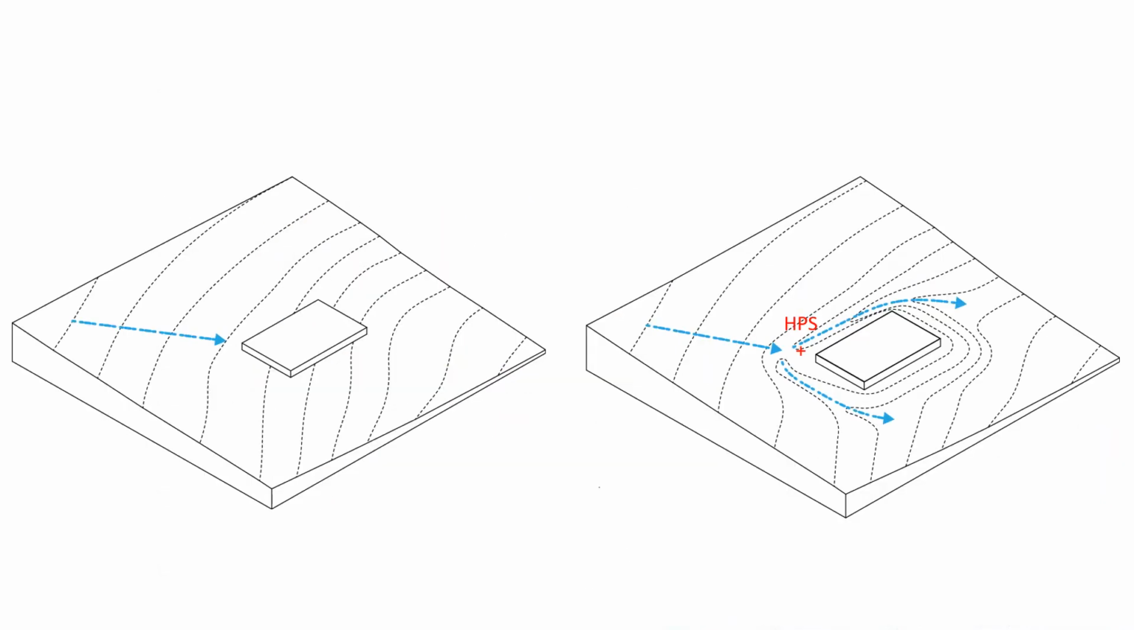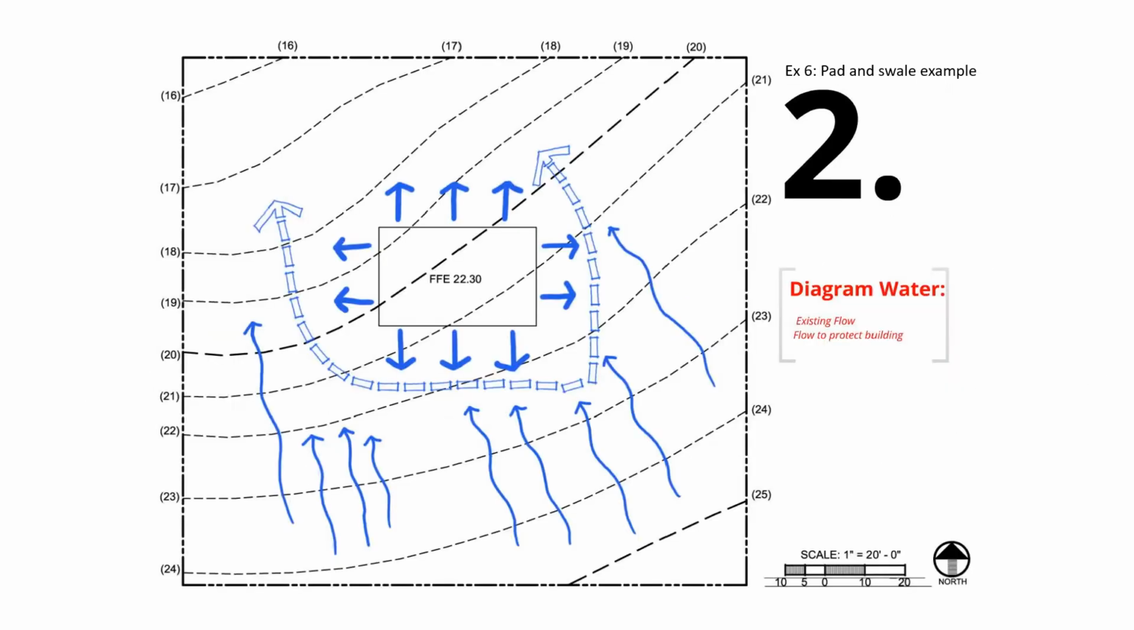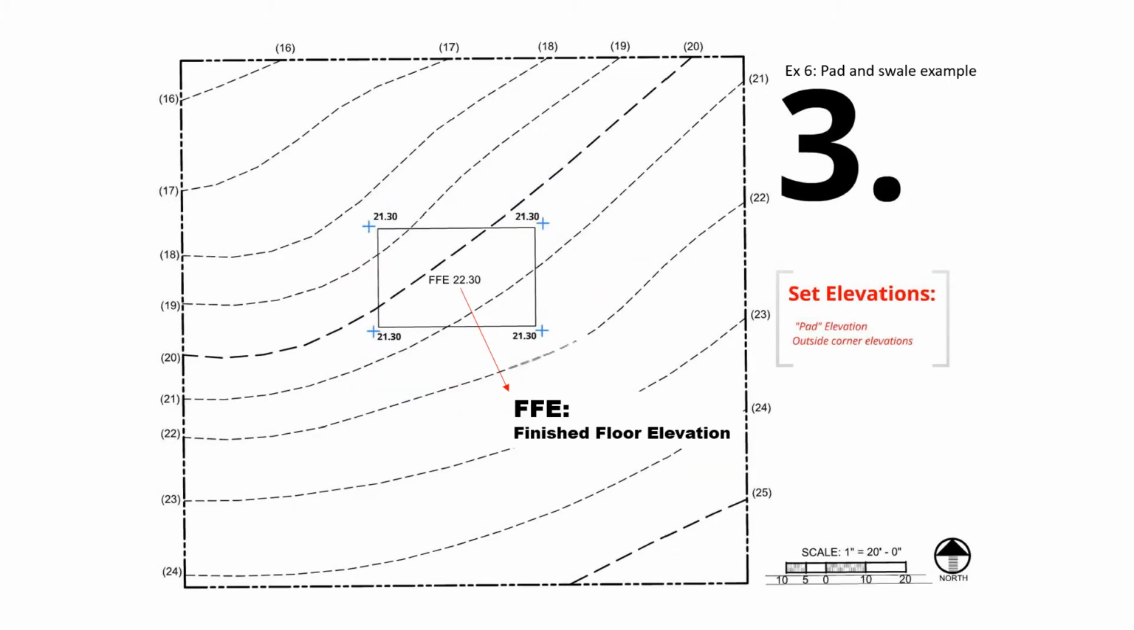To help you visualize the landform in 3D, here is a SketchUp model that shows in what directions we should direct water away from the pad. Now that we have the proposed water flow, the third step would be to set various elevations to start the grading process.